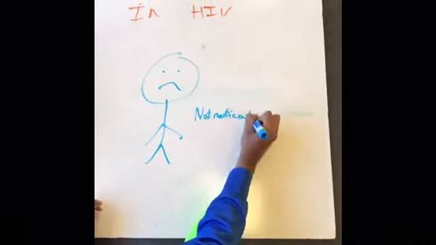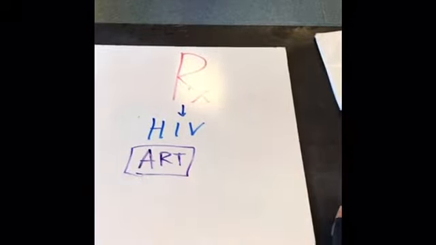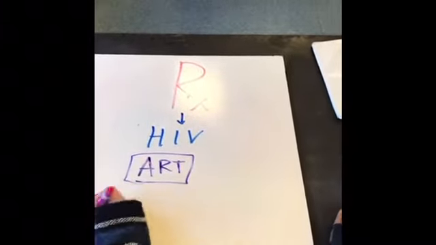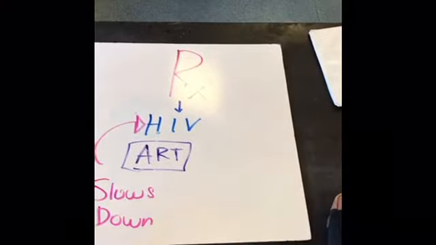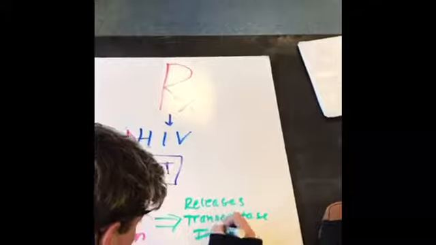But there are ways to slow it down. A series of drugs used to treat HIV are called antiretroviral therapy, or ART. ART slows down the rate of HIV replication by releasing transcriptase inhibitors. Another possible cure is to get a bone marrow transplant to replenish the B and T cells, but there's no complete cure as of now.